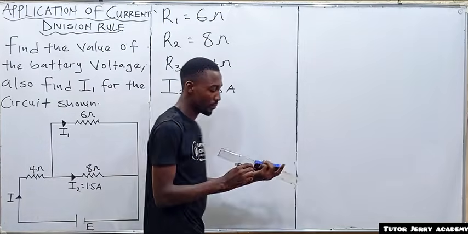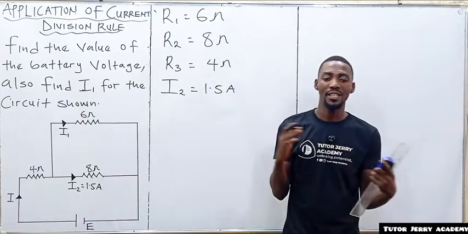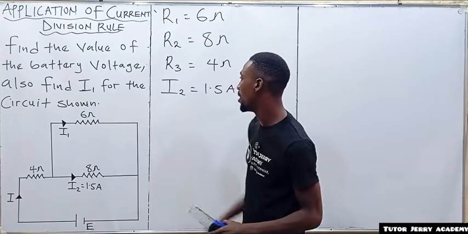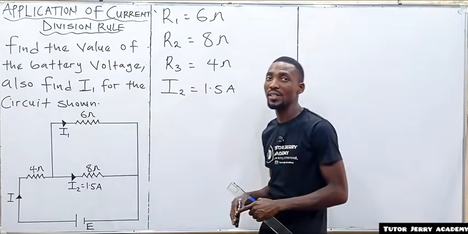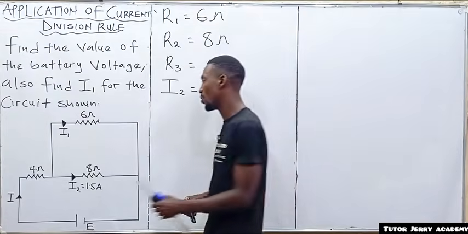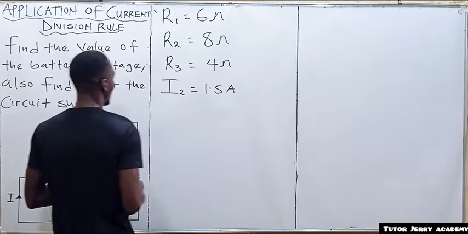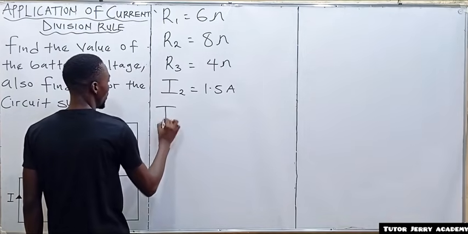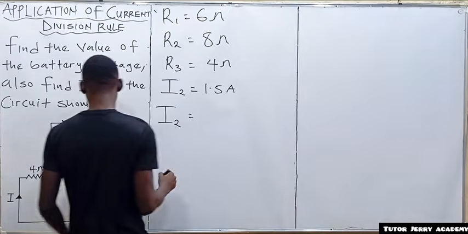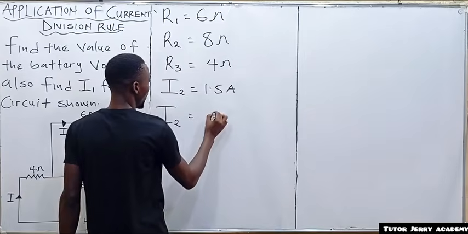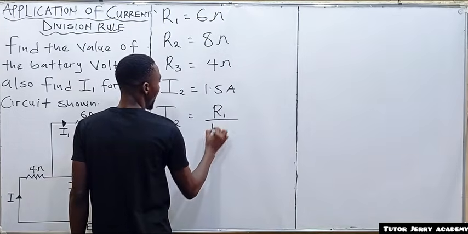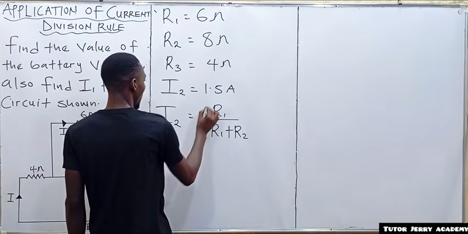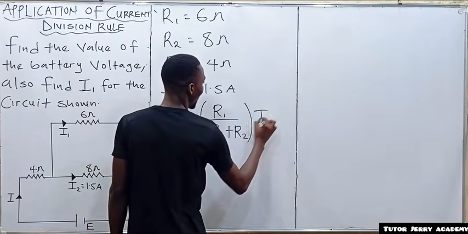So if we apply the current division rule to R2 and R3, we can get the total current that is entering into the circuit, which is I in this case. If we apply the current divider rule here, we know that our I2 will be equal to R1 over R1 plus R2, times the total current.